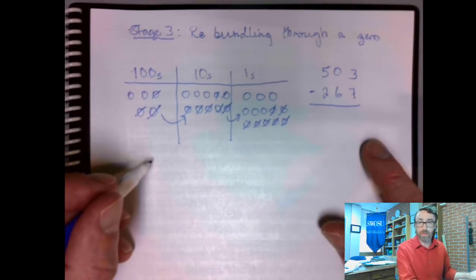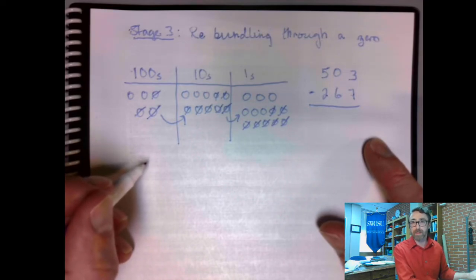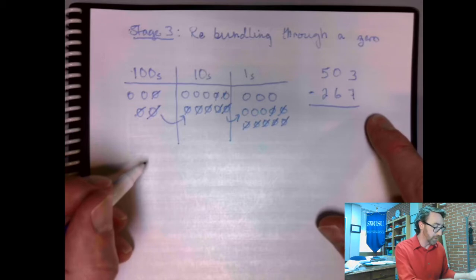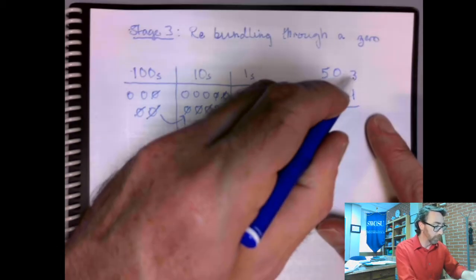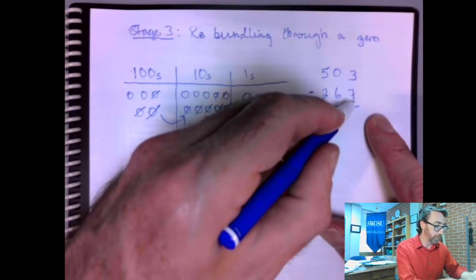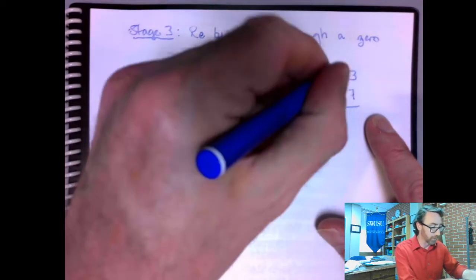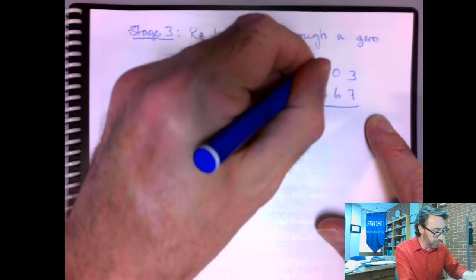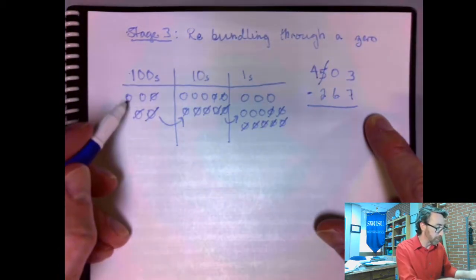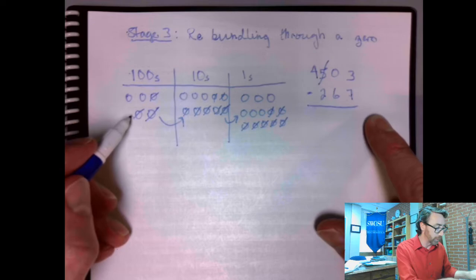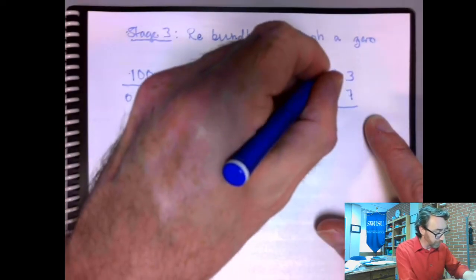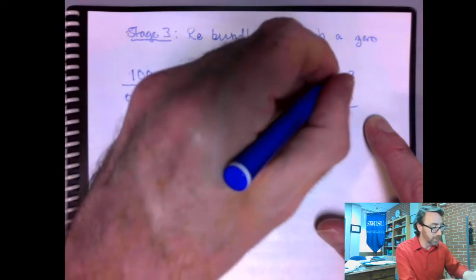All right, now let's transfer the work that we did in the chip model over to this here. Okay, so we said, we got 3, we're taking away 7. We're going to have to unbundle something from here, but there's nothing here. So we unbundled from here. We were left with 4 tens. Remember, we had these 3 right here. We were left with 4 tens. And that gave us 10 in the tens place.